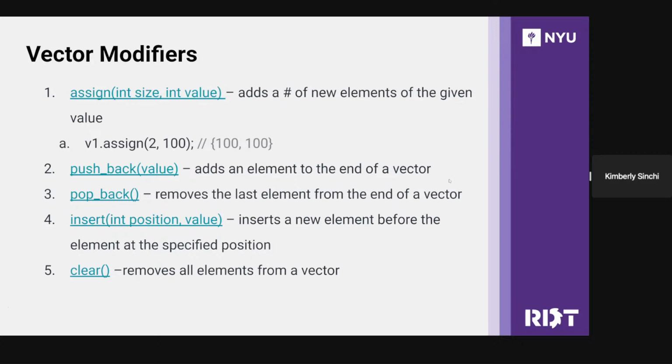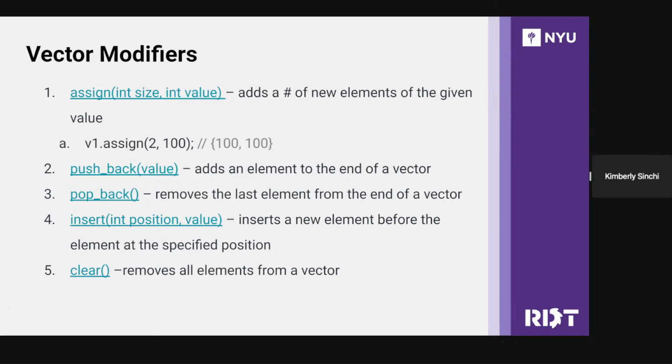So these are just some common methods that are utilized with vectors. Here we have, for the very first one, assign, which expects two parameters. The first one being the size of the vector, and the second one being the value that you want each element in this vector to have. So if you look at 1a, if we were to utilize this method, v1.assign(2, 100) would make a vector of size 2, where each element is 100.